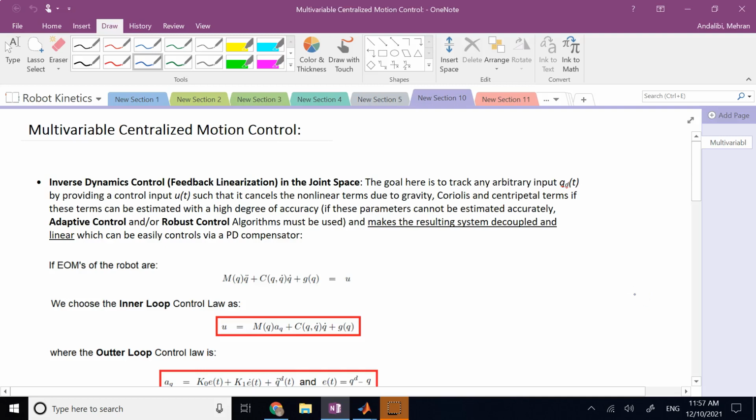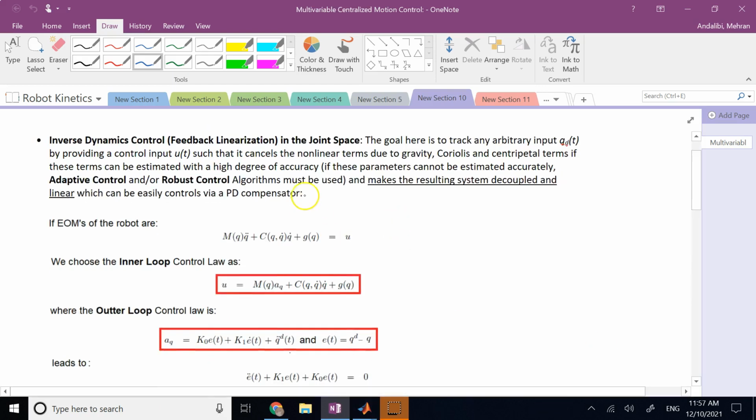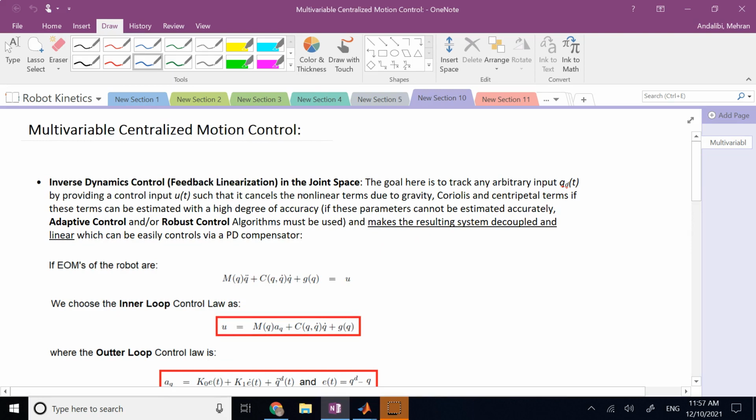Hello everyone. In this video we are going to talk about multivariate centralized motion control. As the name says, this time the goal is not to assume that the robot does not move fast and the gearbox ratios are large. We can't assume that each joint can move independently from the others, with the effect of the others being a small disturbance. This time we consider the general case, without any limiting assumptions.